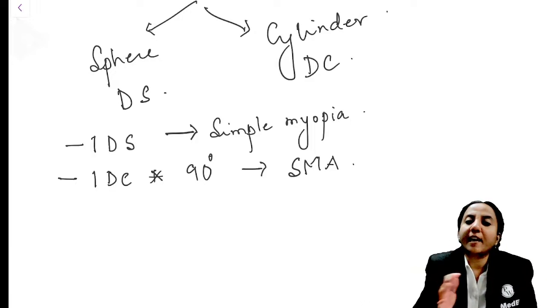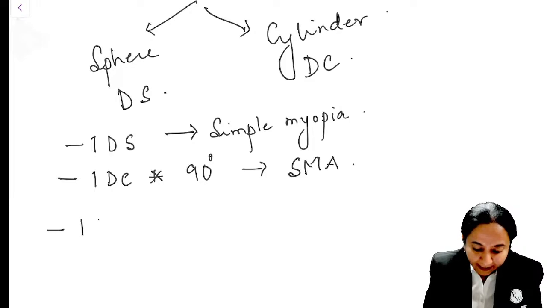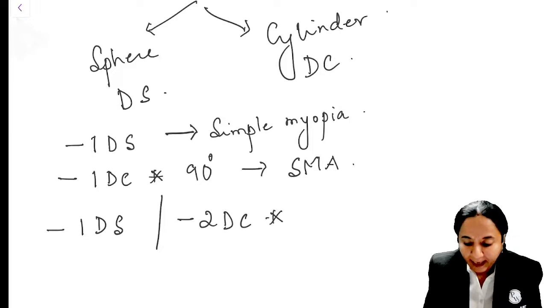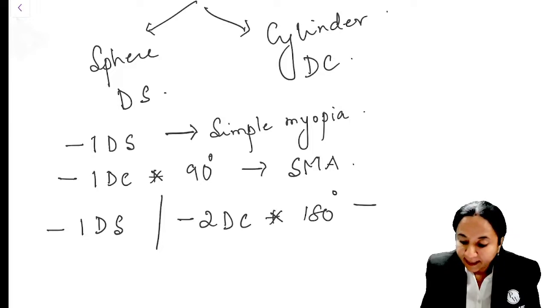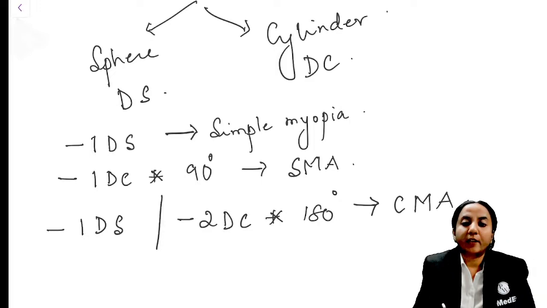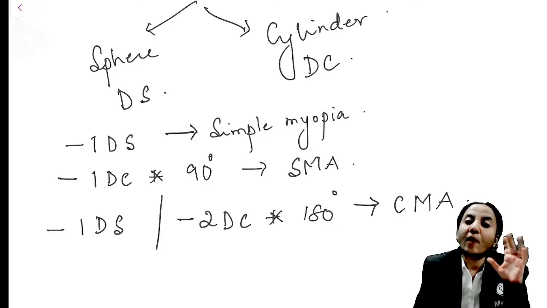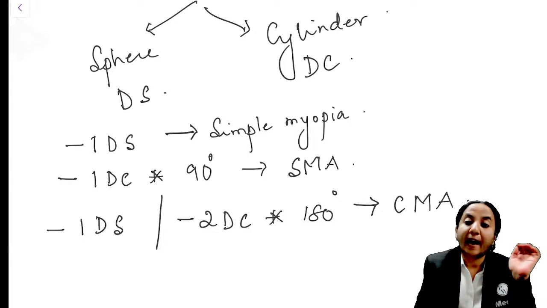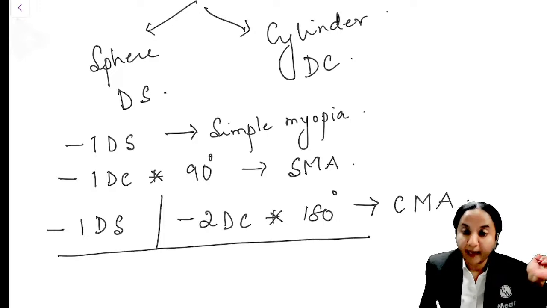Or if the prescription has both. Suppose the prescription looks something like this, that is minus 1 diopter sphere and say minus 2 diopter cylinder at any axis. If the prescription is like this, it is called compound myopic astigmatism. So I'll just repeat this once more. If you have just a minus sphere, that is simple myopia. If you have just a minus cylinder, that is simple myopic astigmatism. And if you have both a minus sphere and a minus cylinder, that is compound myopic astigmatism.